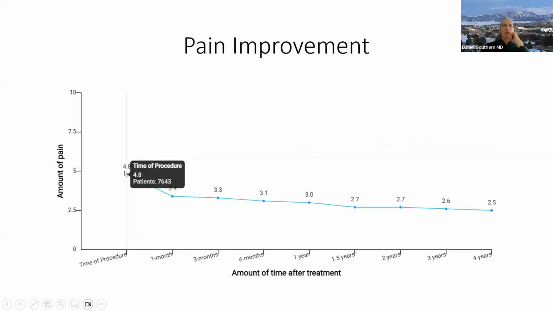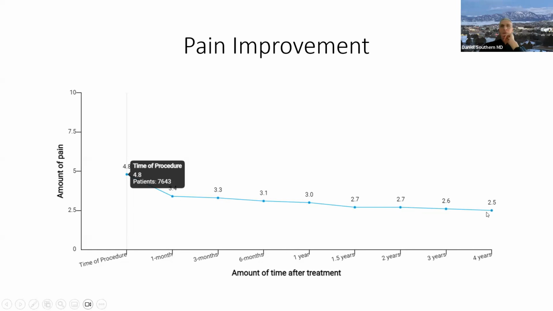Finally, pain improvement. Average level of pain in the back was about 5 out of 10, 7,600 patients. Bone marrow in the back, follow them out over time. All patients, 4 years out, they've lost, oh gosh, almost 2.5 points in pain. And that's significant, definitely significant.